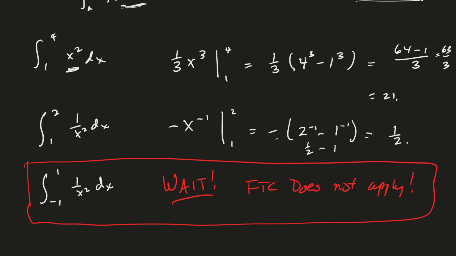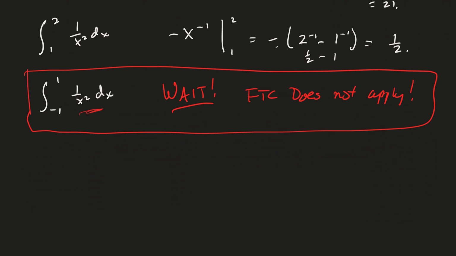All right, so sorry to keep you in suspense. How about this problem here? We started with this integral from -1 to 1 of 1 over x squared dx, and we said, wait, FTC does not apply. How come? Do you see it?